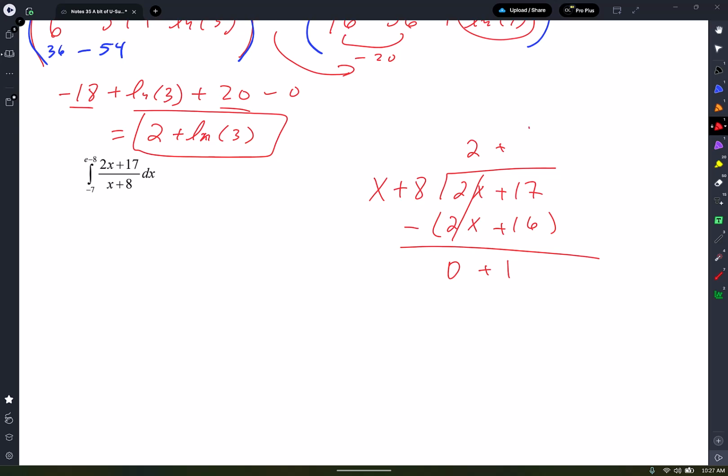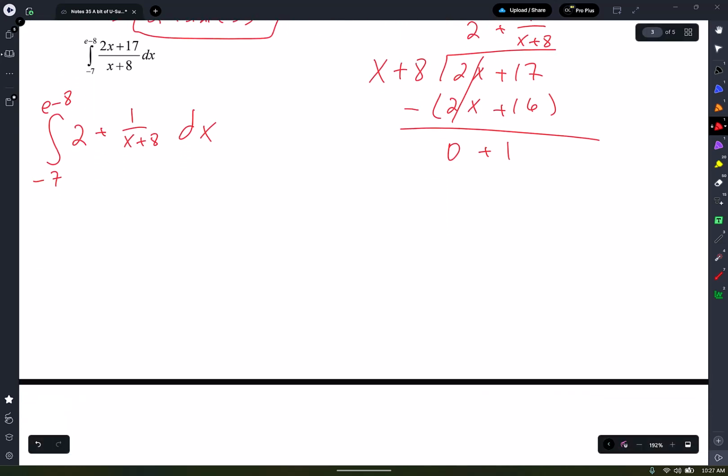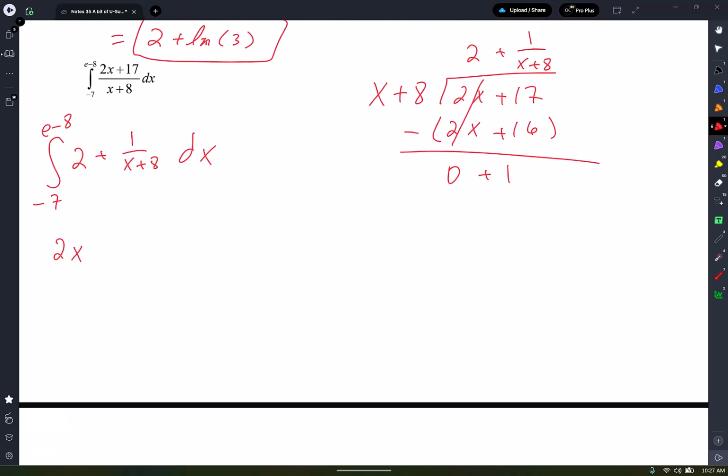So, yep. I rewrite it, integral from negative 7 to e minus 8. Chav, this is going to be complicated. No, it's not. Give it a chance. Antiderivative of 2 is 2x. Antiderivative of 1 over x plus 8 is ln absolute value of x plus 8. Yep. Bracket, negative 7, e minus 8. I'm doing upper minus lower. I'm going to go slow. Here it is, upper minus lower.